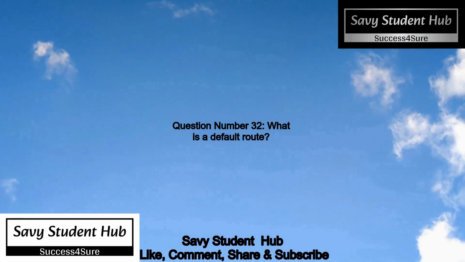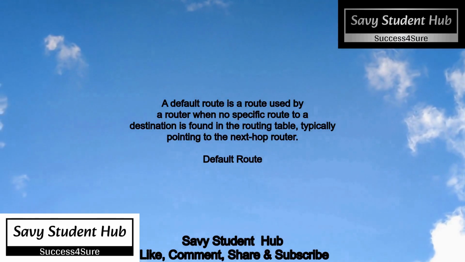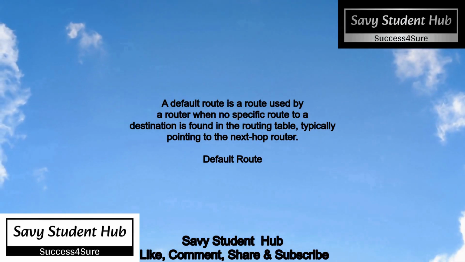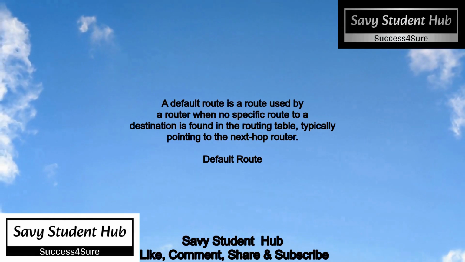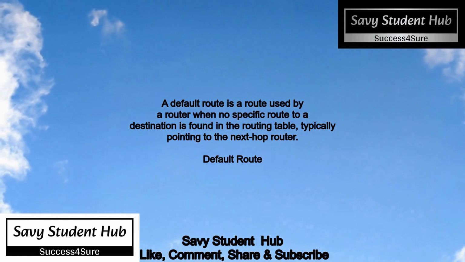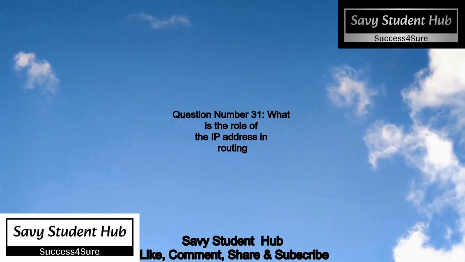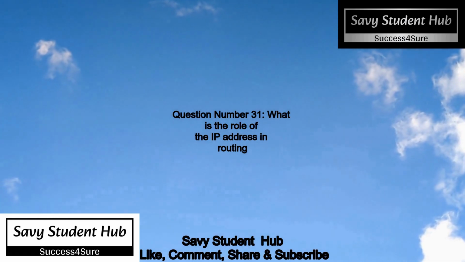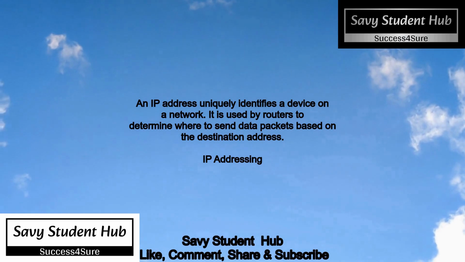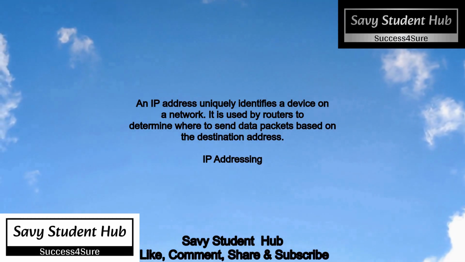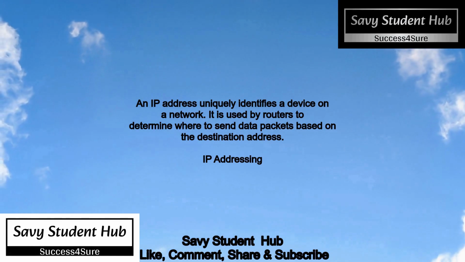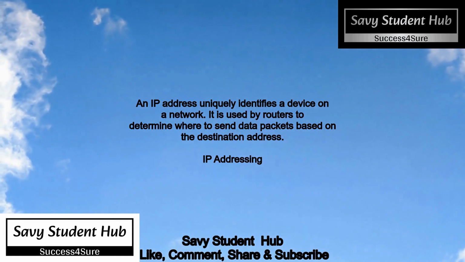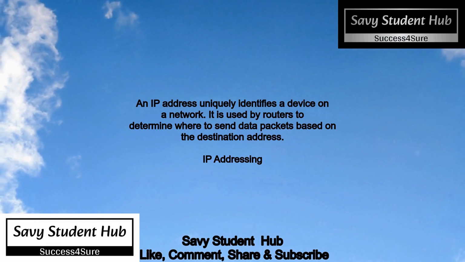A default route is a route used by a router when no specific route to a destination is found in the routing table, typically pointing to the next hop router. Question number 31. What is the role of the IP address in routing? An IP address uniquely identifies a device on a network. It is used by routers to determine where to send data packets based on the destination address.